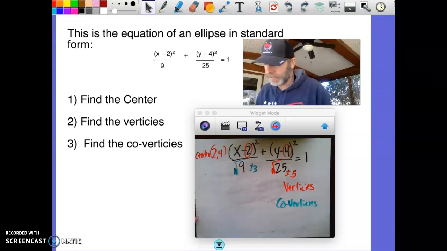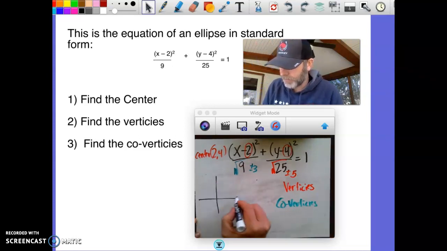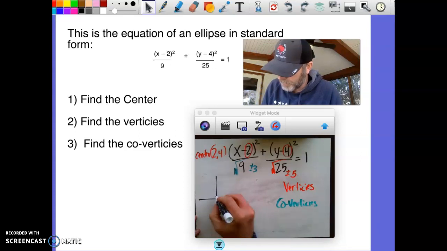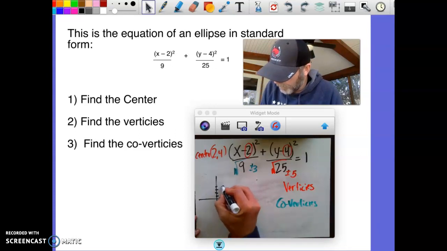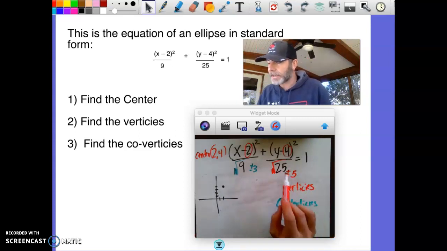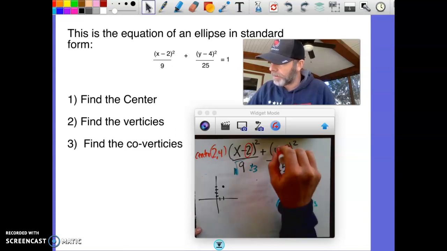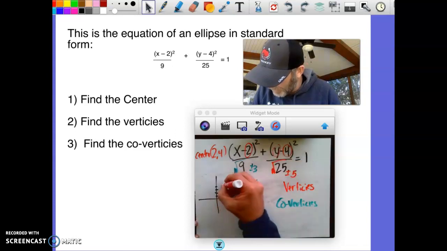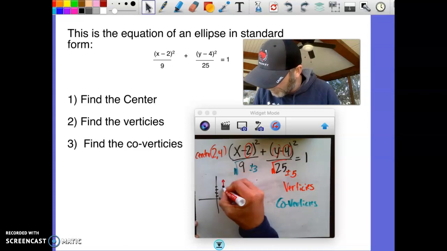I'm going to use my sketch to help us here. So I'm going to sketch this out real quick. The center is at 2, 4, right here. I'm going to start with my larger number. That's A. It's my vertice. So this means the major axis, the larger axis, runs up and down in the y direction. So that's plus or minus 5 units. 5 up, 5 down.